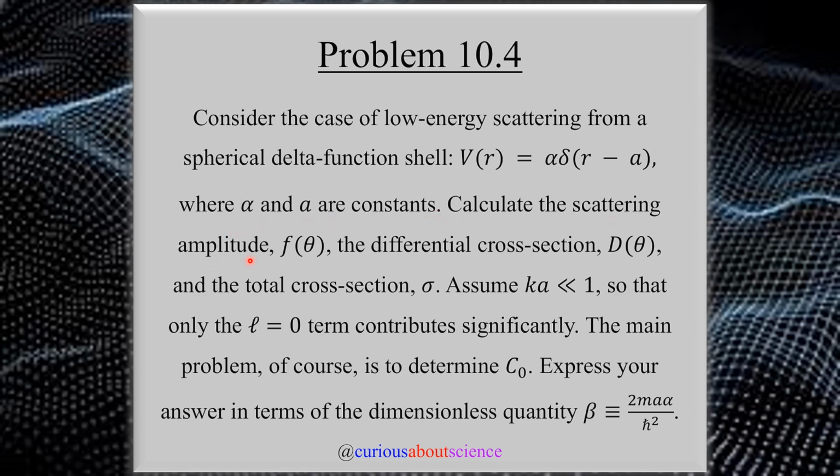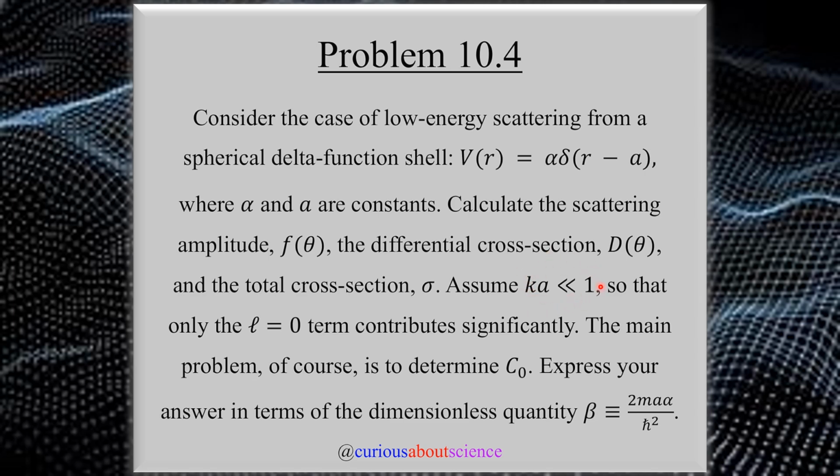Calculate the scattering amplitude, that is f(θ), the differential cross-section, dσ/dΩ, which we saw was a big thing to find in the Rutherford scattering, and the total cross-section σ. Assume here that ka is much less than 1.